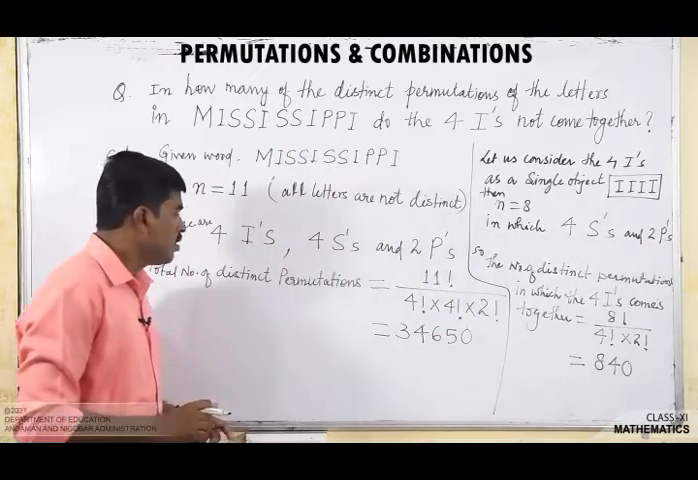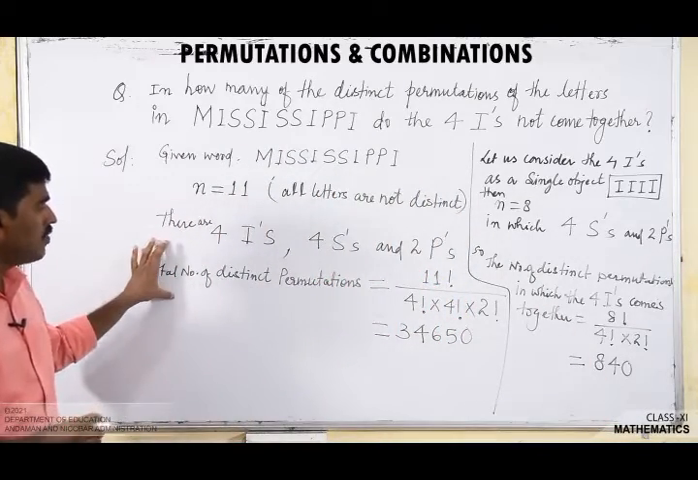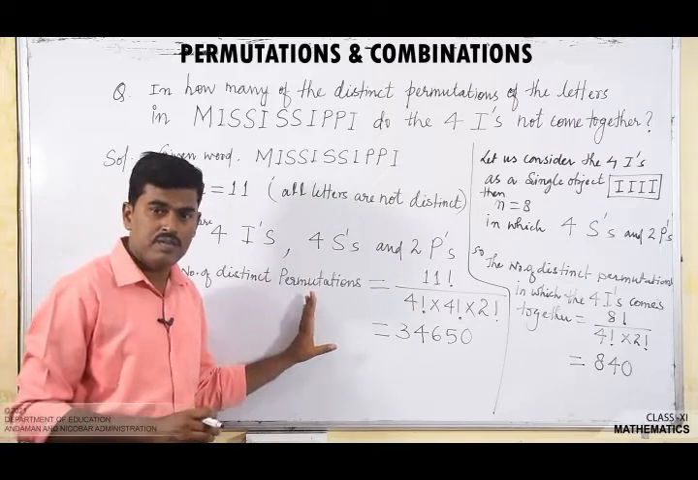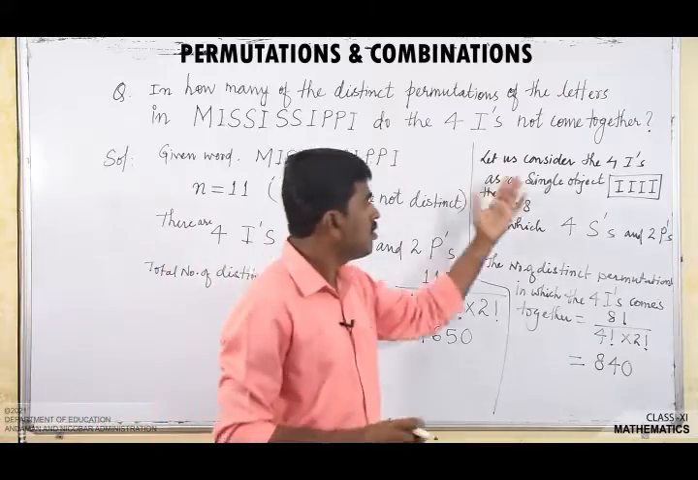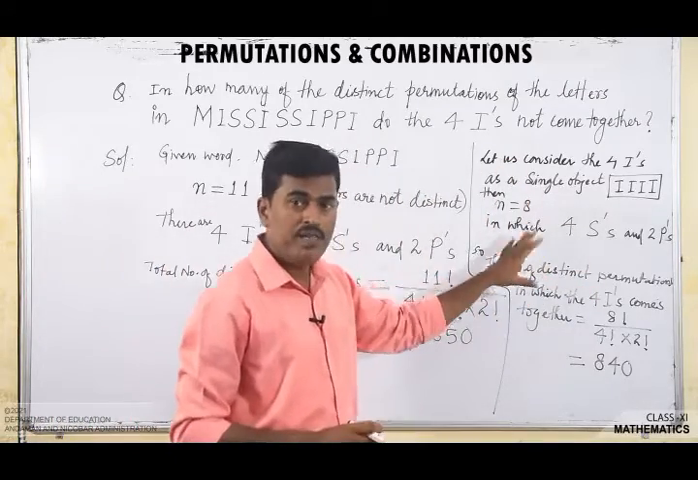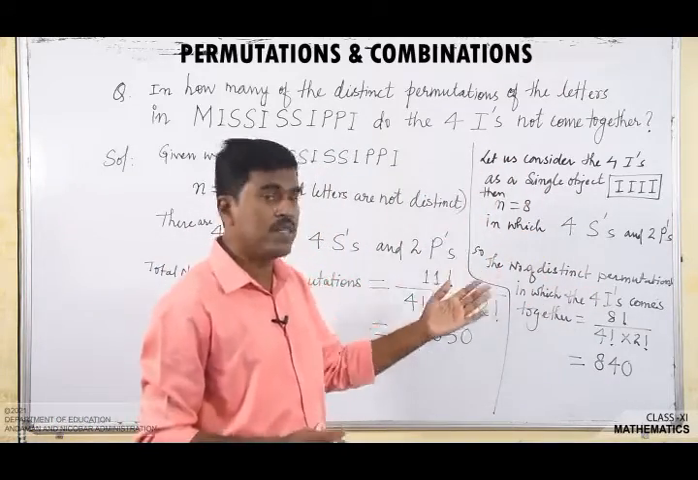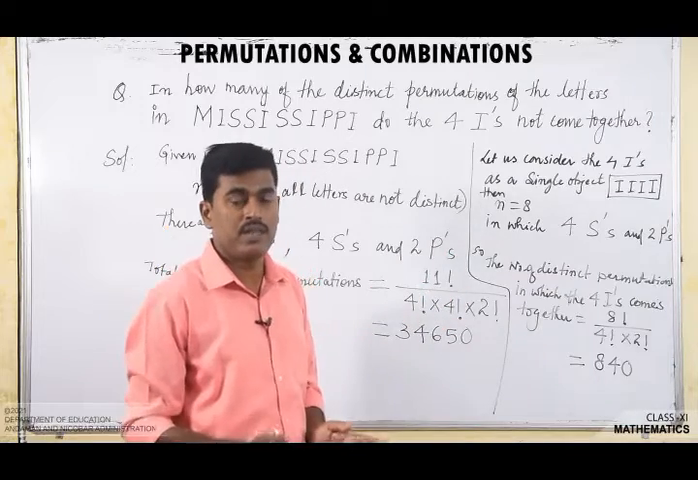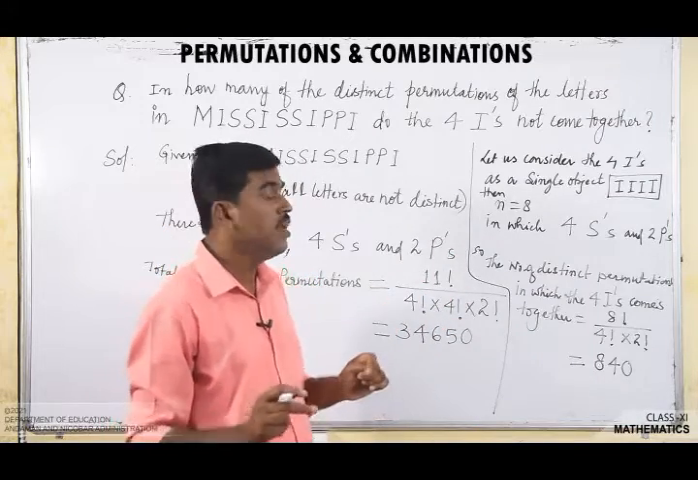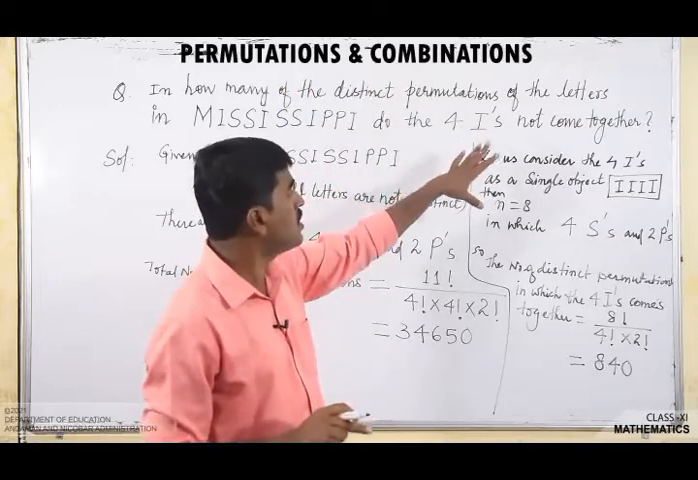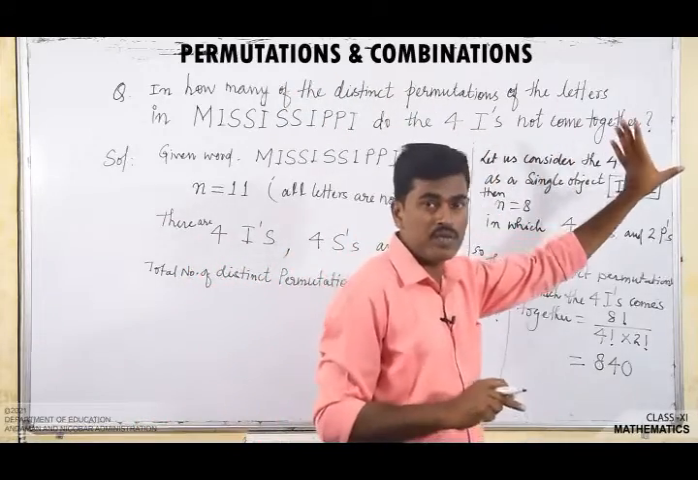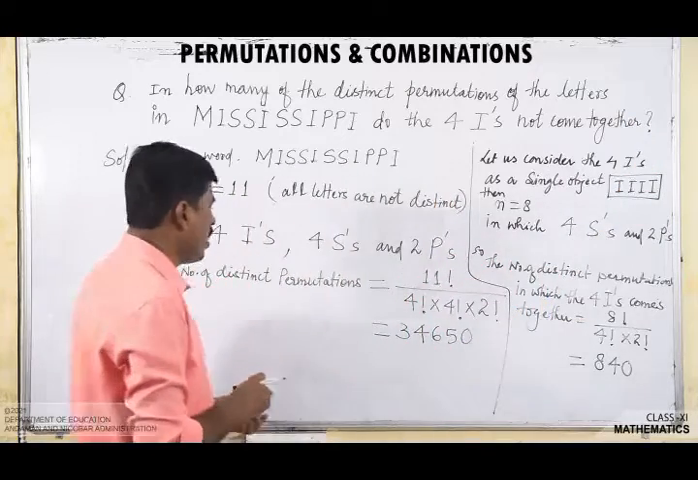So here we found the total number of distinct permutations of the letters of the word Mississippi. Next we got the number of distinct permutations in which the 4 i's occur together. But what we have to find is the distinct permutations in which the 4 i's do not come together. So what do we have to do now?